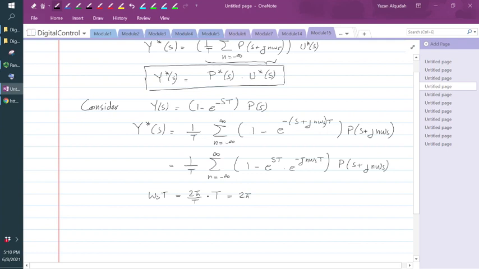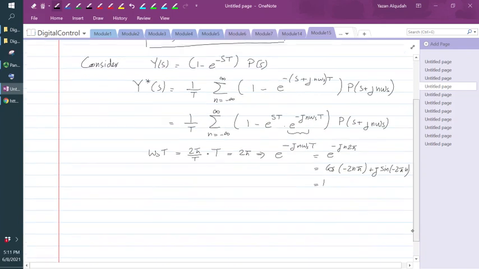And therefore, e to negative j n omega s multiplied by T is going to equal e to negative j n multiplied by 2 pi. And this is going to equal cosine of negative 2n pi plus j sine of negative 2n pi, which is going to equal 1. So therefore, this term here is just going to equal 1.